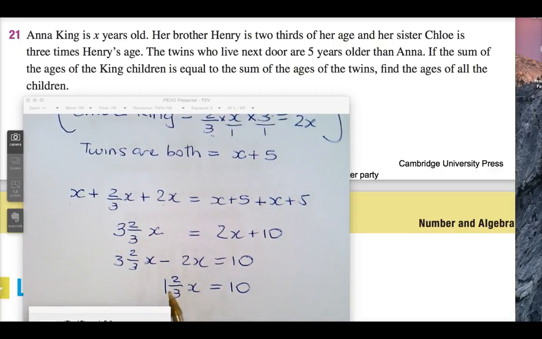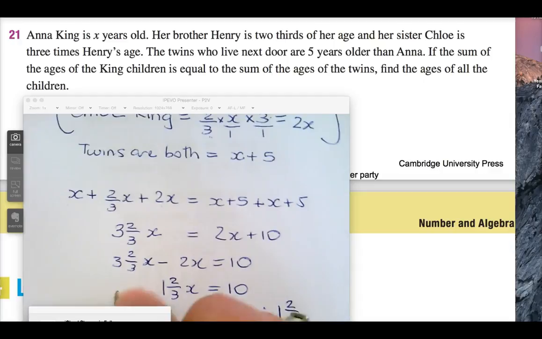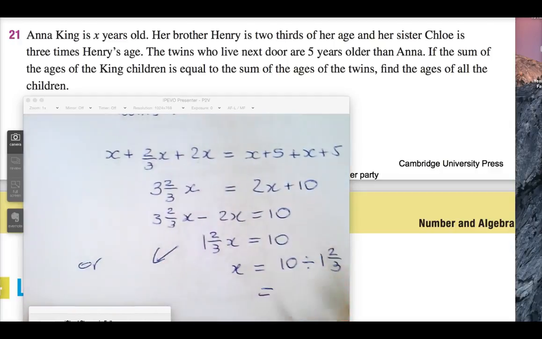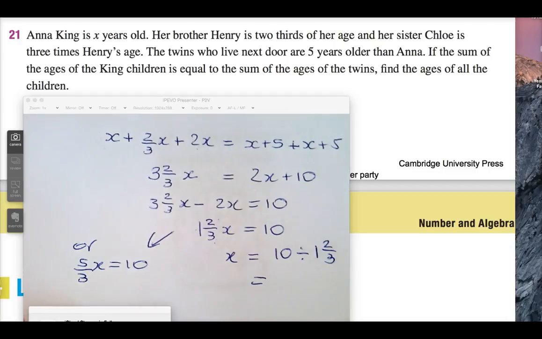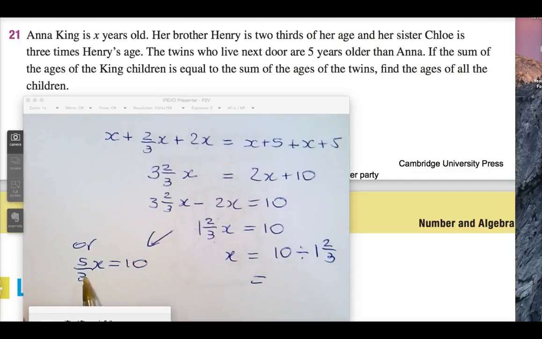Girls, x times 1 and 2/3 equals 10. Tell me the opposite of multiplying by 1 and 2/3. 10 divided by 1 and 2/3. You can do it like that. Do you see what I've just done? Or you can go like this. 1 and 2/3 is 5 over 3 x. Do you get what I'm doing? Equals 10. So girls, if you don't want to change to improper fraction, you don't have to. So if you don't, it's x times that, so it'll be 10 divided by that. You'd have to do that on a calculator.